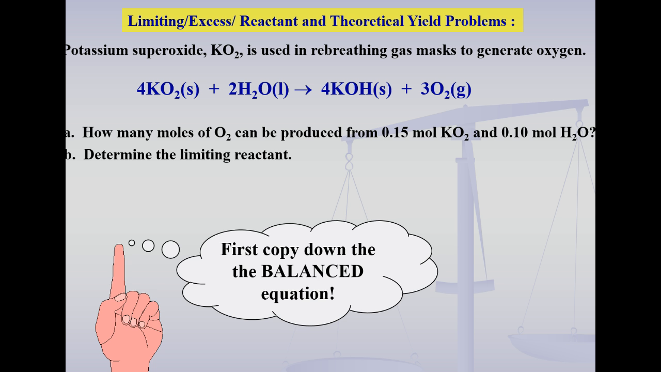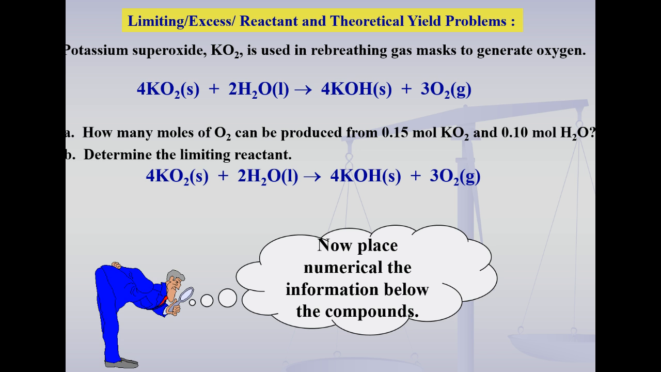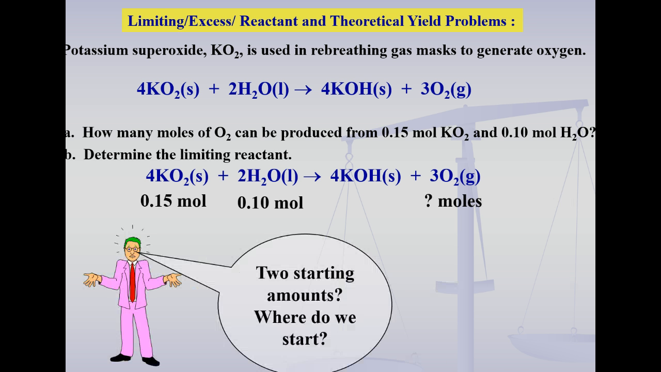First, copy down the balanced equation. Then you want to put in what you know. So we know that we have 0.15 moles of potassium superoxide. We also have 0.10 moles of water. Well, that presents a problem. Our unknown is the moles of oxygen. And our problem is that we have two starting amounts. We have the amount of potassium superoxide and water.